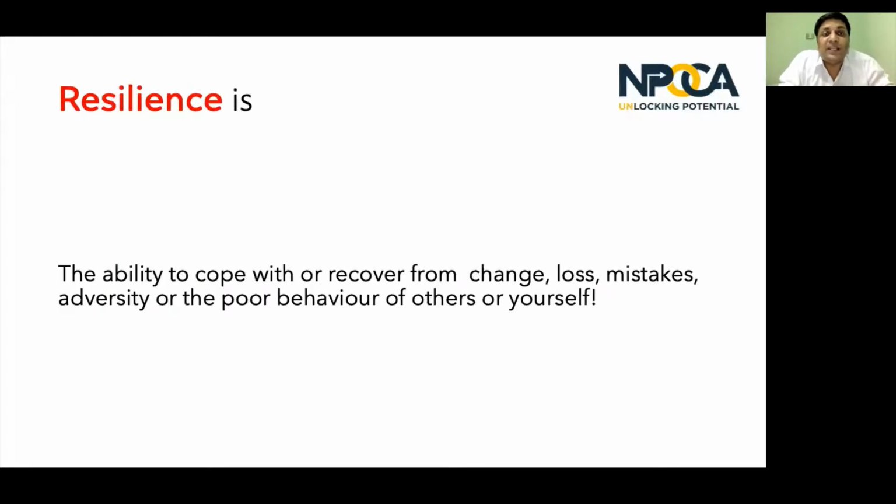We will need to build an ability to bounce back when we face adversity. That could be poor marks in my last examination. It could be me being scolded in public. It could be my behavior. It could be many of the reasons. It could be a personal loss. It could be so many other things.